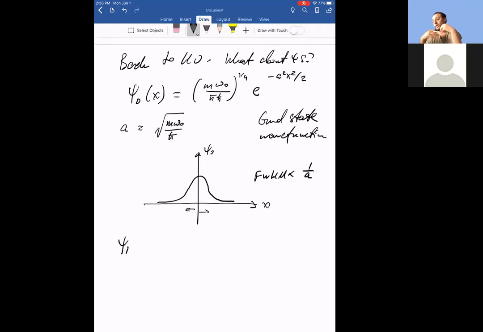On the other hand, the softer the spring is, the smaller the spring constant, the smaller is the omega naught. And so the more gradual is the decay of this thing, right? So it's going to be something like this. So this is larger A, and this is smaller A.